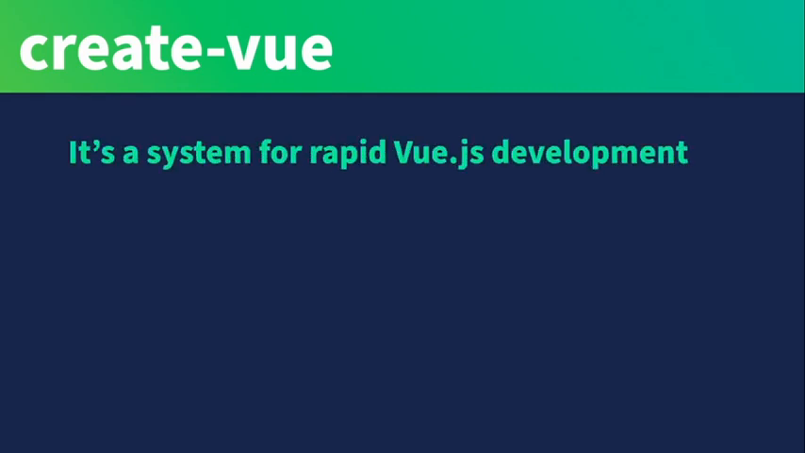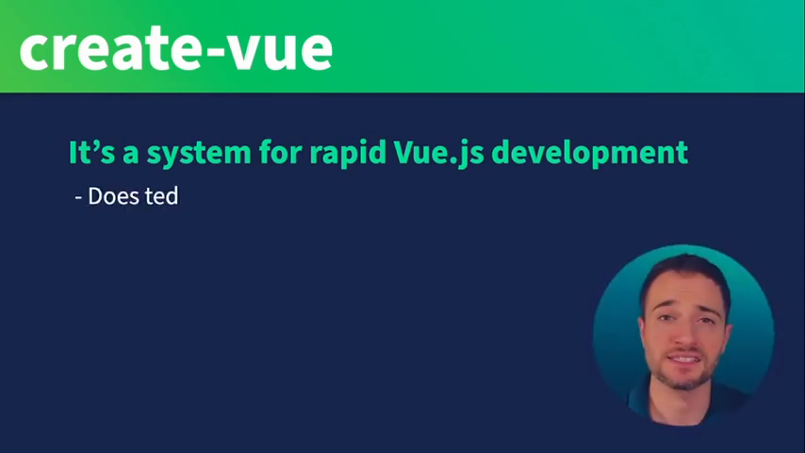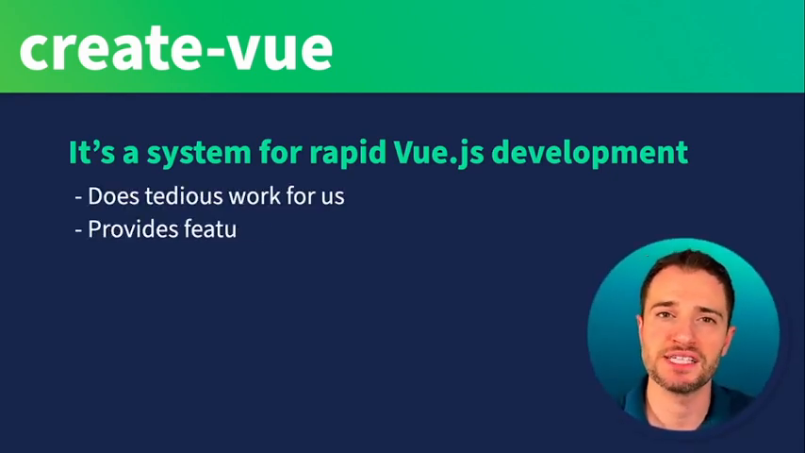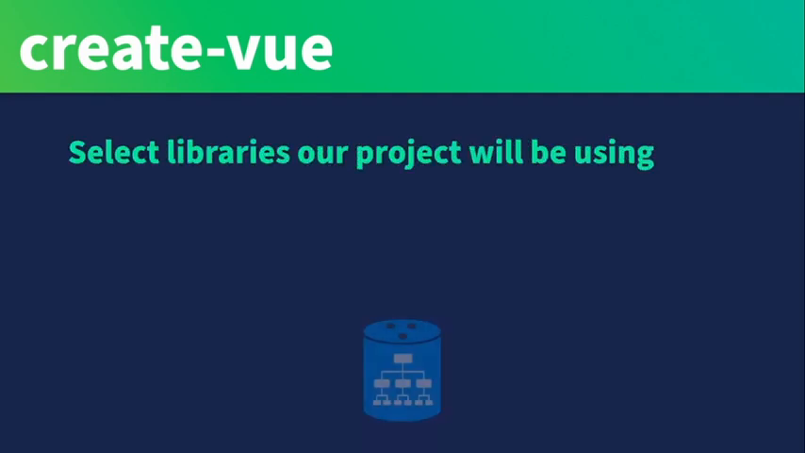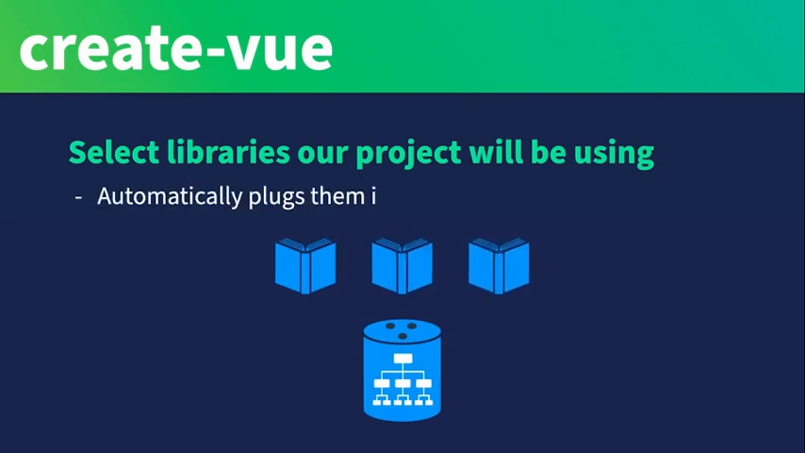Create Vue is a command line tool to help out with creating a Vue project. As you probably know, CLI stands for Command Line Interface. So the Create Vue CLI provides a full system for rapid Vue.js development. It does a lot of tedious work for us and provides features out of the box. It allows us to select the libraries our project will be using and automatically plugs them into the project.